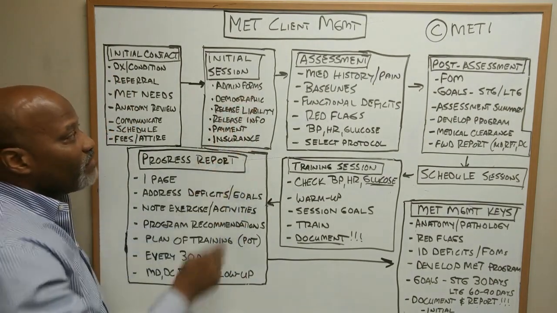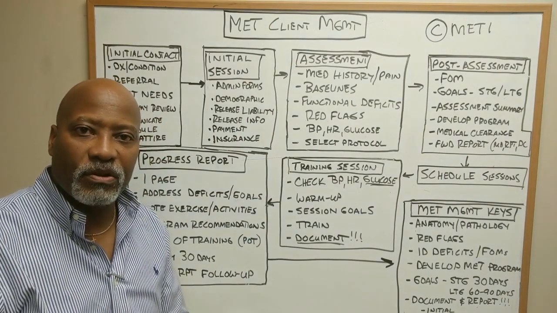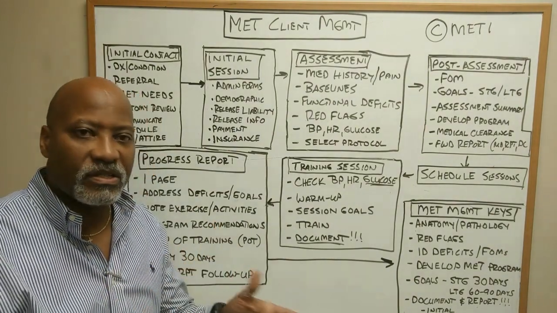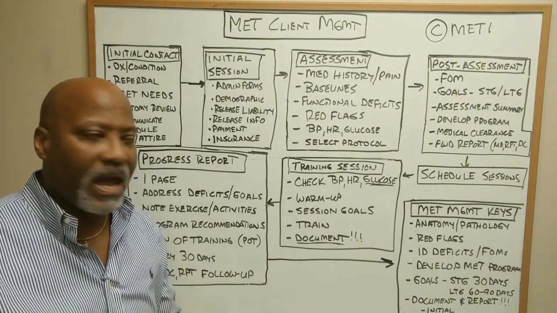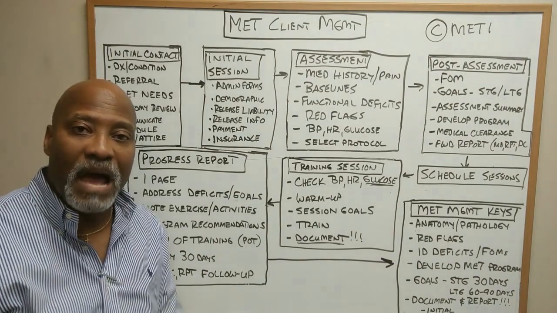So here you'll see we have admin forms. You're going to need the client to fill out a demographic form, just basic information on themselves, emergency contact, address, phone number, email address, all that kind of good stuff. And then you're going to ask the client to fill out a release of liability form.